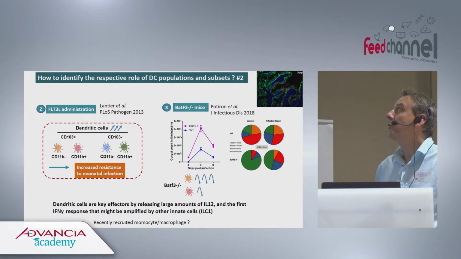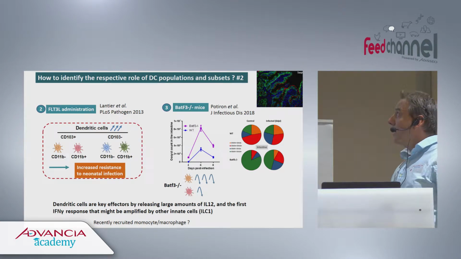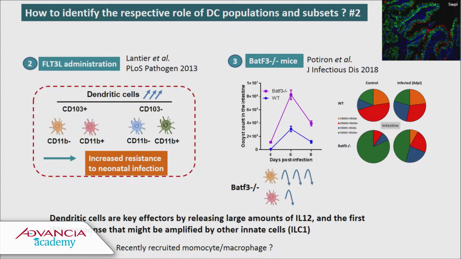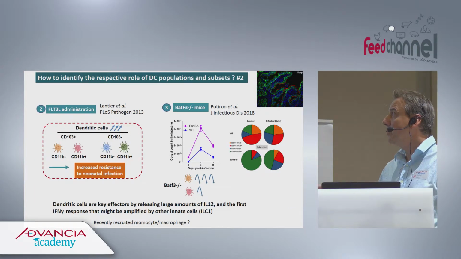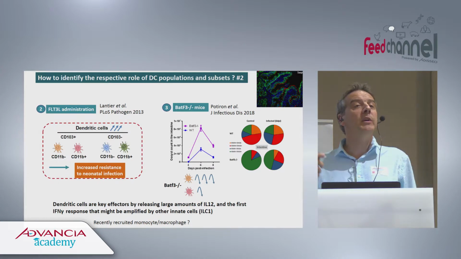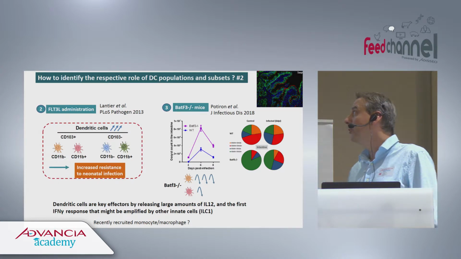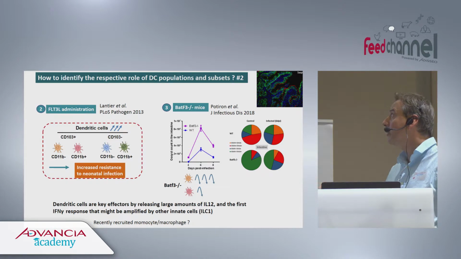And we continued to work with these different models. To differentiate if it was macrophages or dendritic cells, we first focused on dendritic cells. We used different cytokines to amplify some subsets, for example, Flt3 ligand administration, so you just amplify these different subsets. By doing this, we were increasing the resistance to infection. So it was a good sign that these cells were very important.